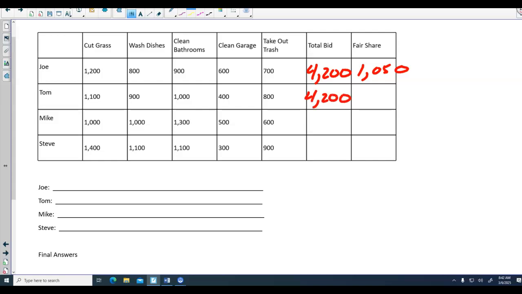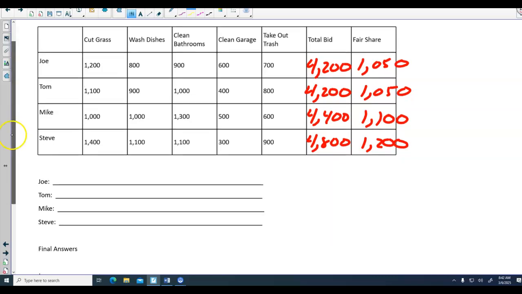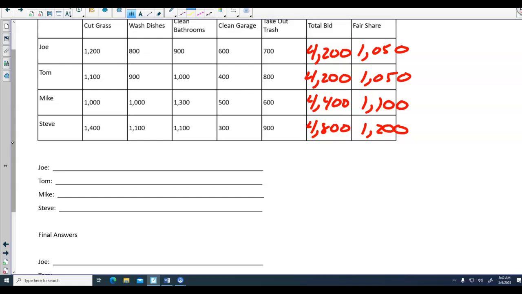4,200 divided by 4, 1,050. 4,400 divided by 4, 1,100. 4,800 divided by 4, 1,200. Now, this is where it changes a little bit. For the jobs, it's the lowest bidder.